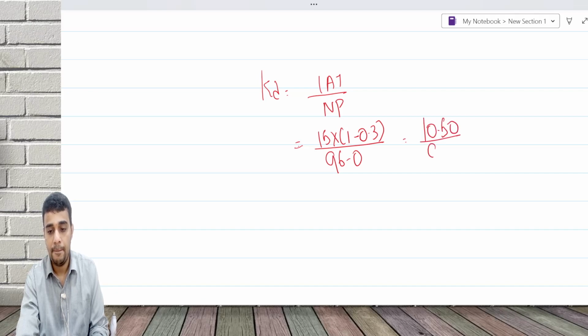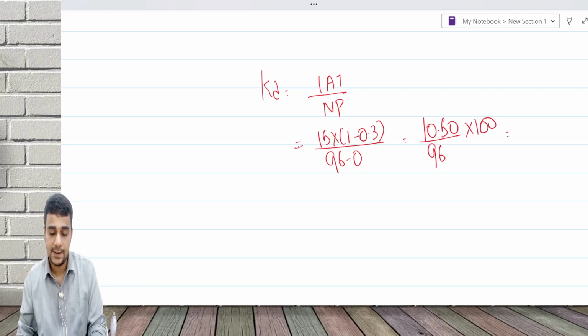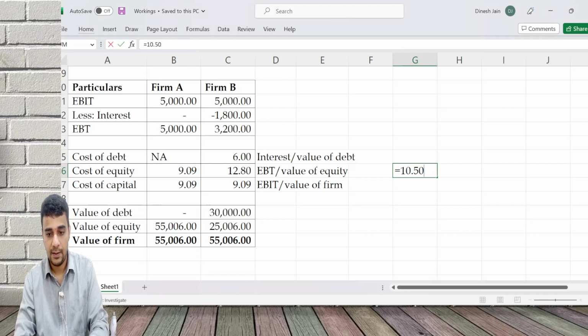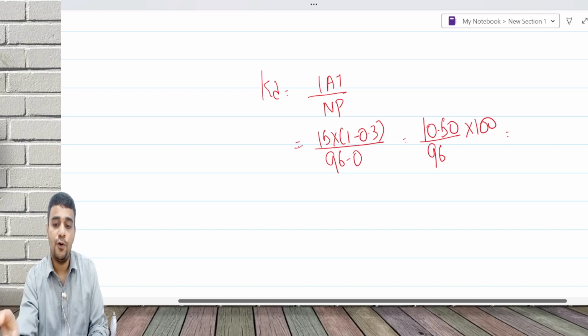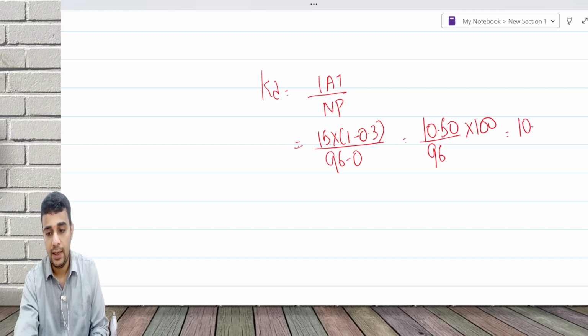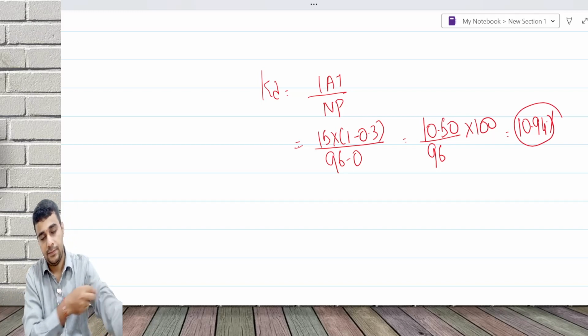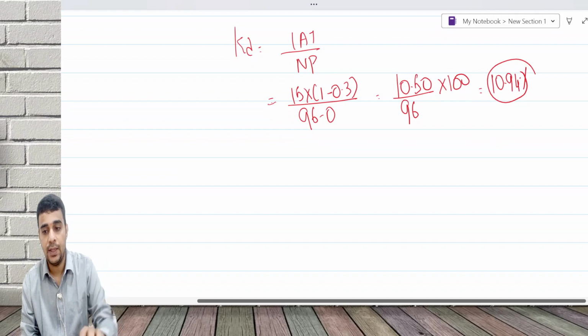10.50 by 96 into 100. We'll issue it at the same price. 10.5 by 96 is 10.94%. Alternatively, you can take it as 100 also, but I think ICAI did this, which to me looks a little more logical. 10.94%. I'm assuming that I'll make the issue at the current market price.